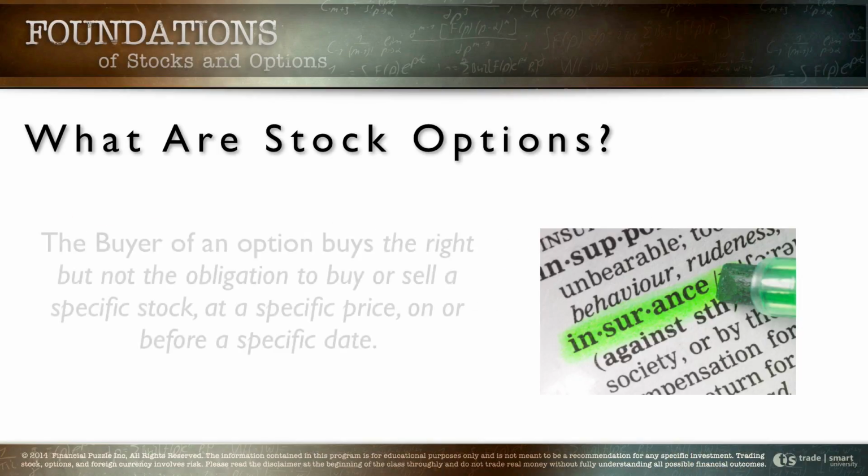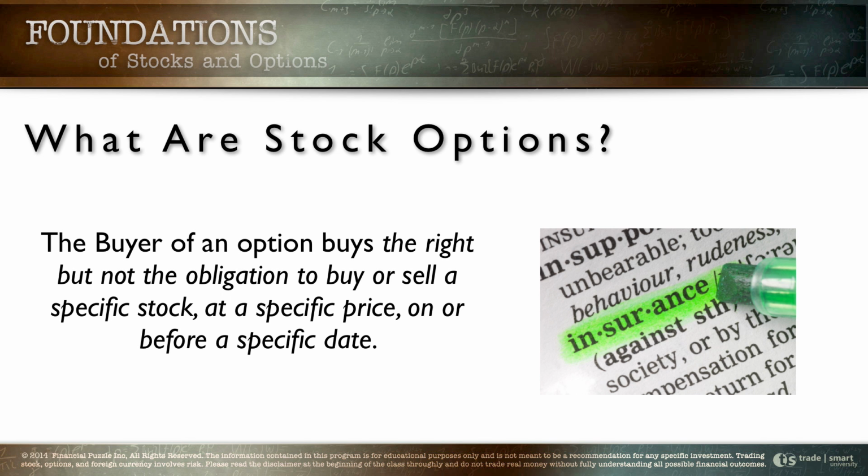So what I want to do in this section is start explaining the option instrument better so you can have a better idea of what you're going to be trading when we start trading options. To start the discussion, let's look at the definition of a stock option. The buyer of a stock option purchases the right but not the obligation to buy or sell a specific stock at a specific price on or before a specific date.